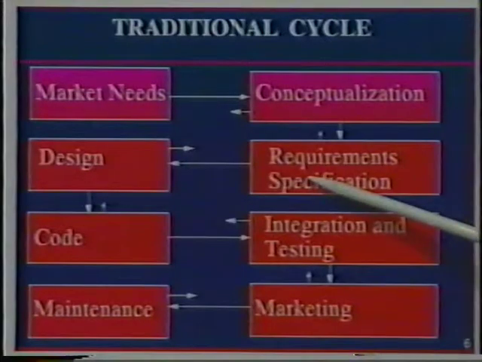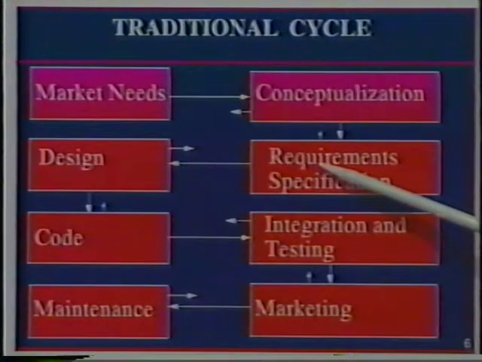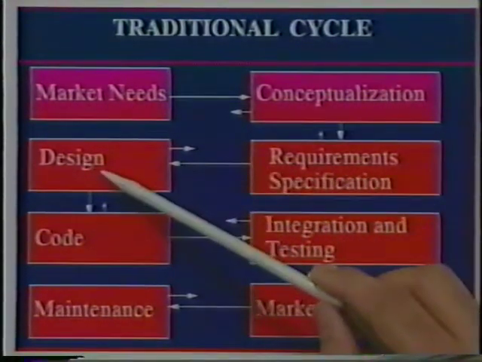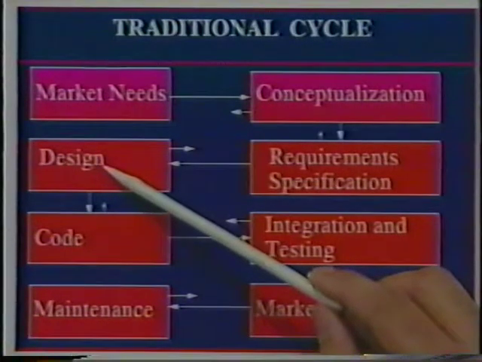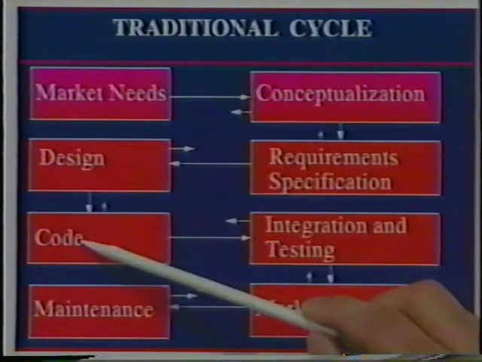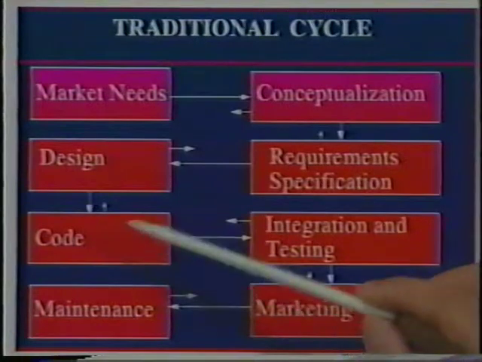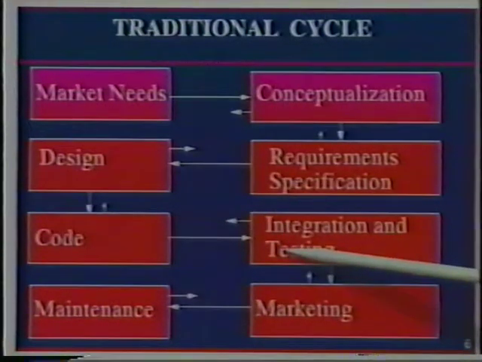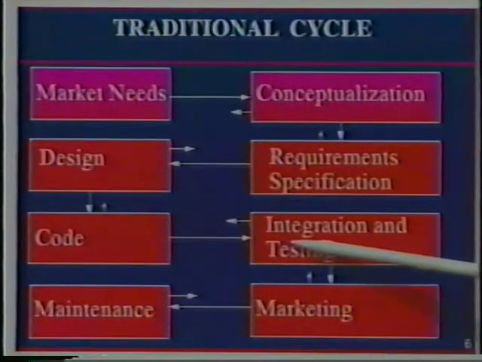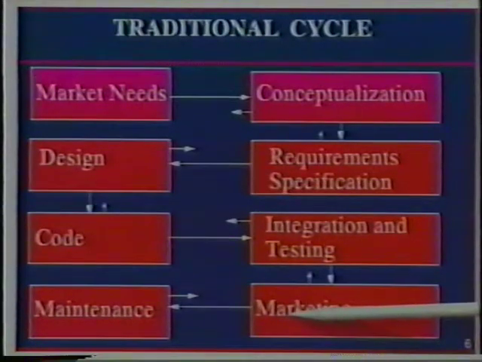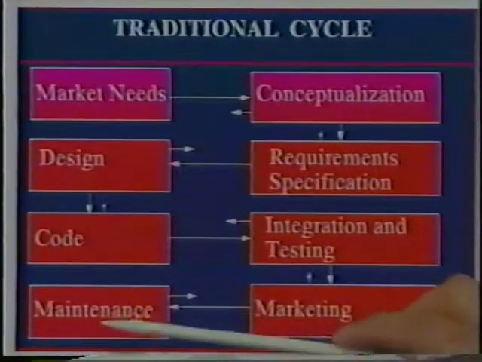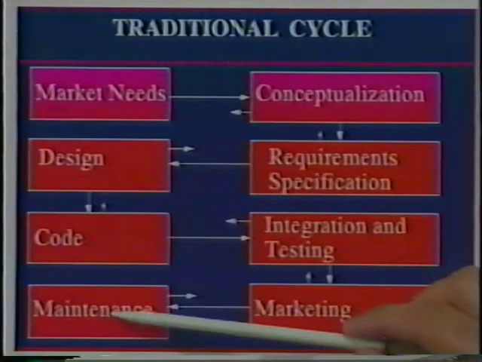In the conceptual design stage, we zero in on a particular product. Then in the requirement specification stage, we set the functional requirements for this product. In the design stage, we provide the detailed design of the product. In the coding stage, we code. And in the integration and testing stage, we make sure that all the modules developed in the coding stage are integrated properly and then tested, to make sure that there are no bugs. Then we go to the marketing stage and sell this product, and finally there is a maintenance stage where we maintain.